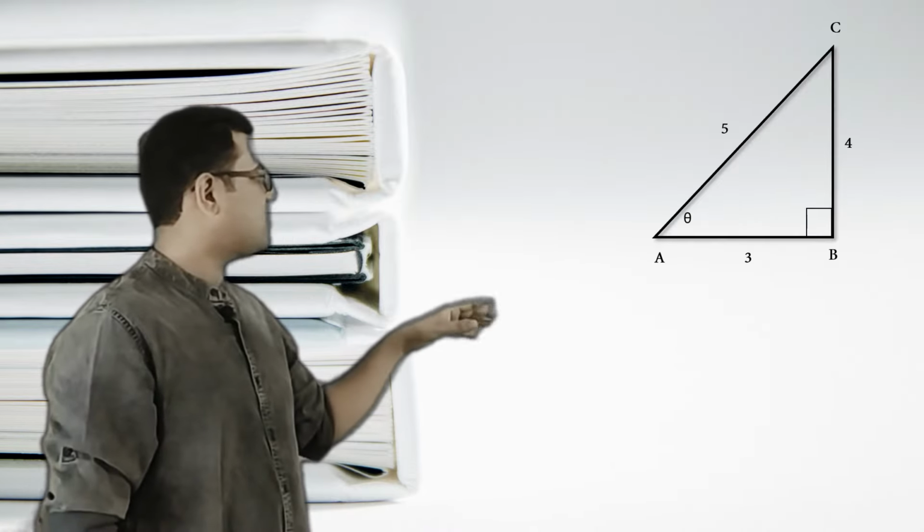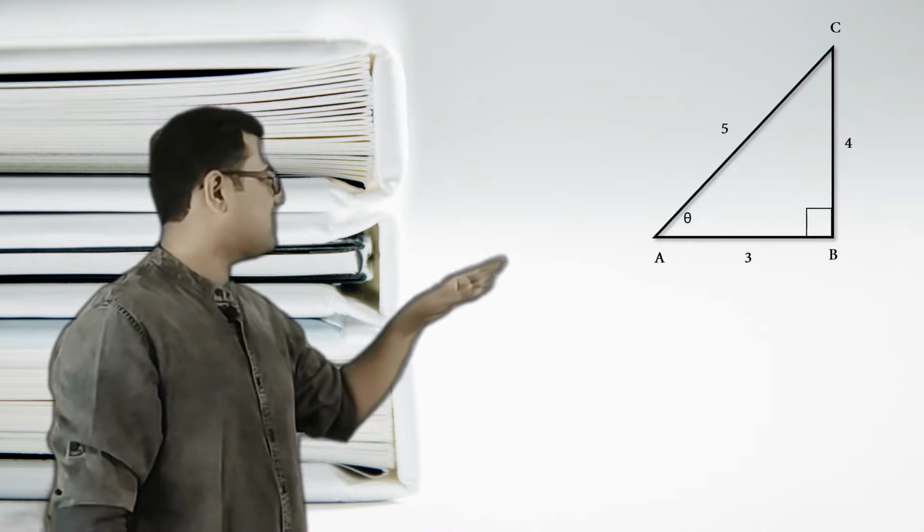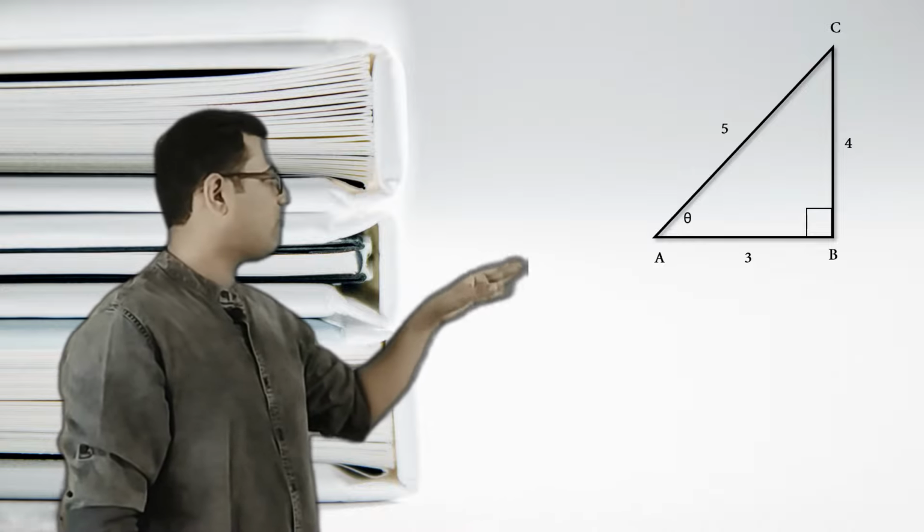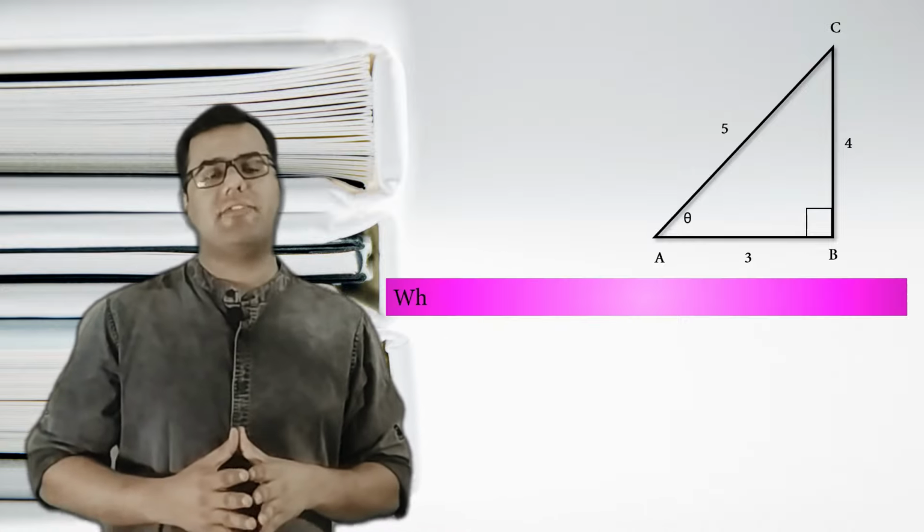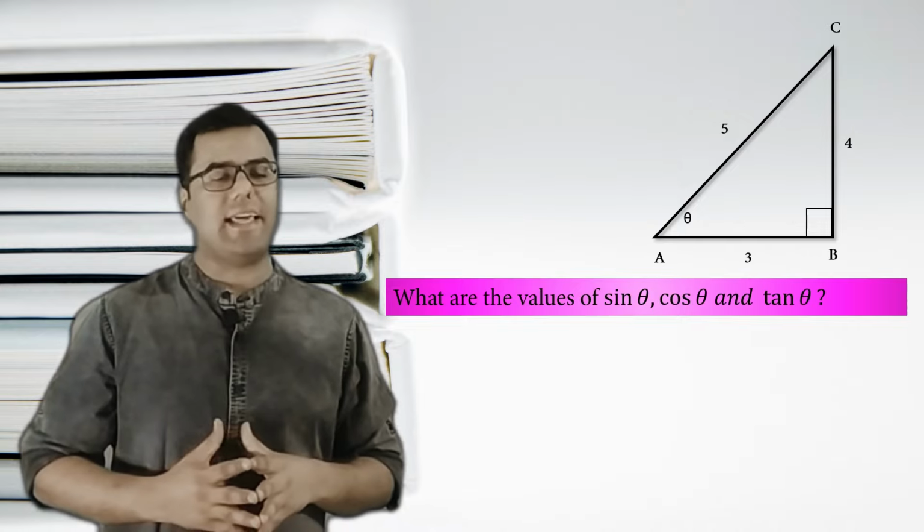Now this is our right triangle. This right triangle ABC has different sides 3, 4, 5, and we want to know the value of sin theta, cos theta and tan theta.